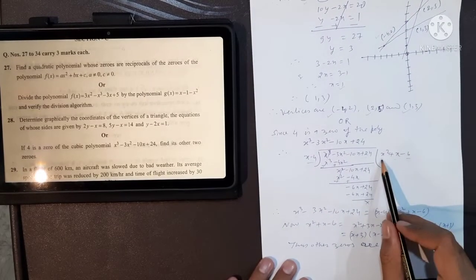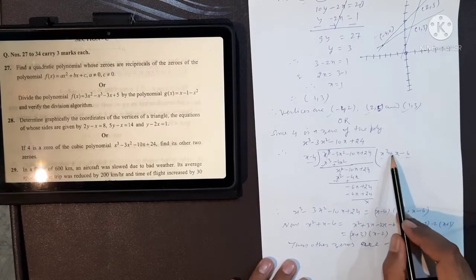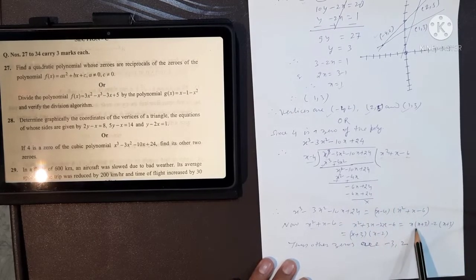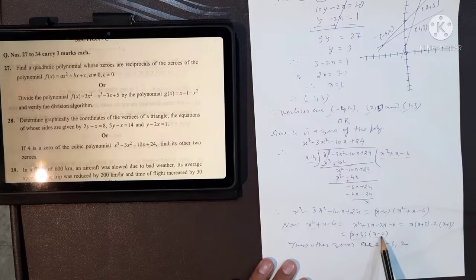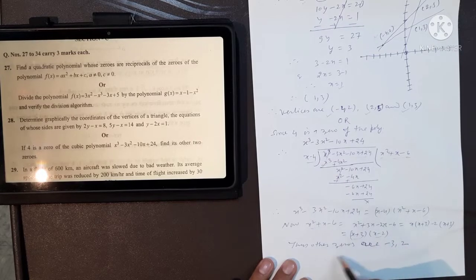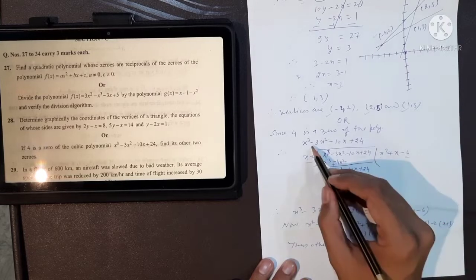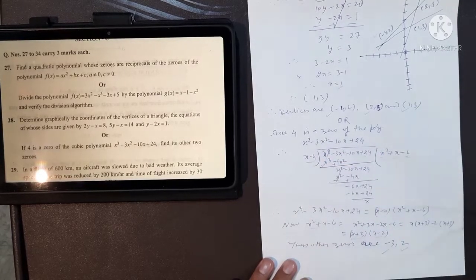Now we solve this quadratic polynomial x square plus x minus 6 and break it as x plus 3 into x minus 2. So we have the other zeros as minus 3 and 2, and to verify it you can put these values in this equation.